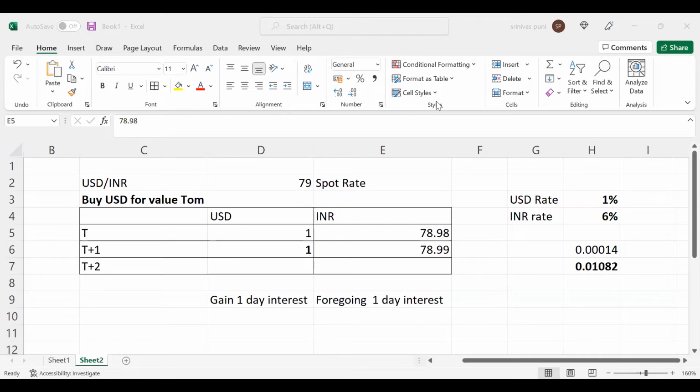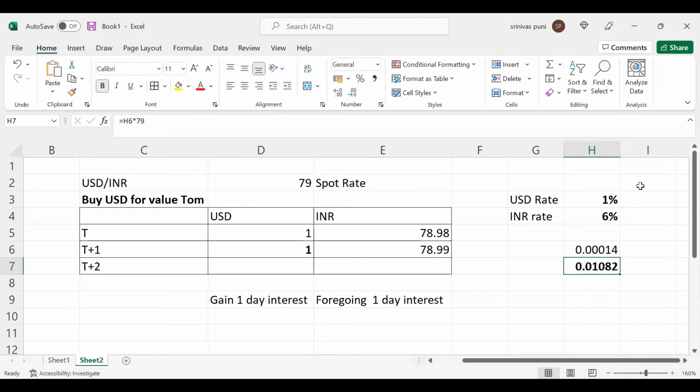Now, the question is, I gave an example here. The example is, I took the interest rate differential. What is the interest rate differential? The USD rate and the INR rate, right? I took an example of 1% USD rate and 6% INR rate. So the difference is 5%, and the 5% for 1 day is 5% divided by 365. That interest is the amount that I'm going to forego if I want to buy dollars early. So that interest on 79 rupees is 5% divided by 365 into 79. That works out to around 1 paisa. That is how markets estimate, right?